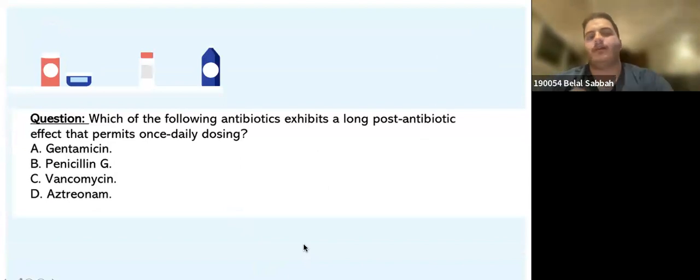Which of the following antibiotics exhibits a long post-antibiotic effect that permits once daily dosing? First of all, can anyone tell me what a post-antibiotic effect is? PAE.